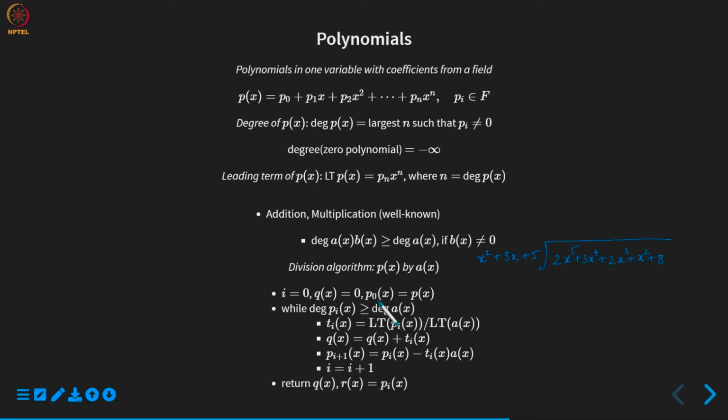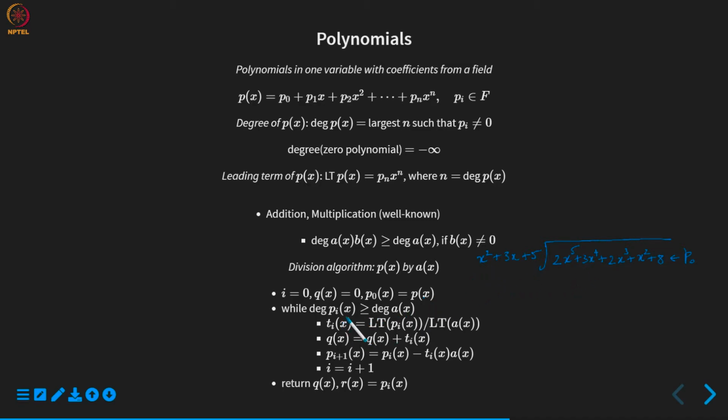Okay, so notice here p of x is this big polynomial inside, q of x is the quotient. Right now it's 0, nothing is there up there. A of x is what I'm going to divide by. Okay, x^2 plus 3x plus 5. First thing you check is you make p0. I'm calling it p0 as p of x, which is basically the first one. That's p0 for me. Okay. And then I check if the degree of this is greater than or equal to degree of a. Okay, so 5 is greater than 2.